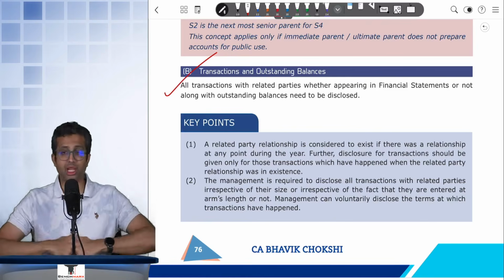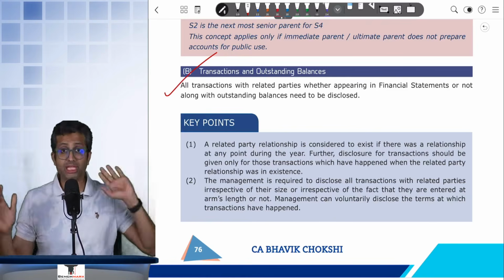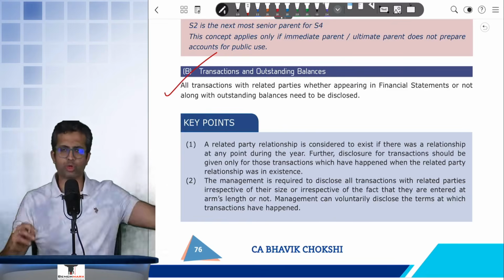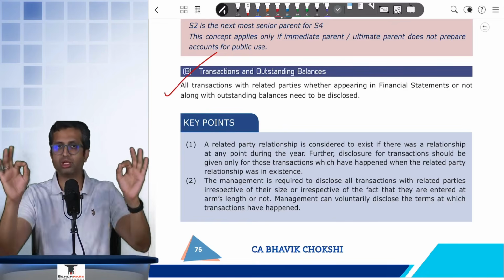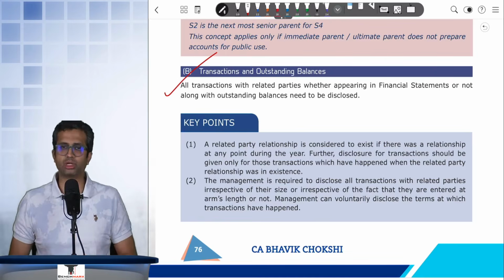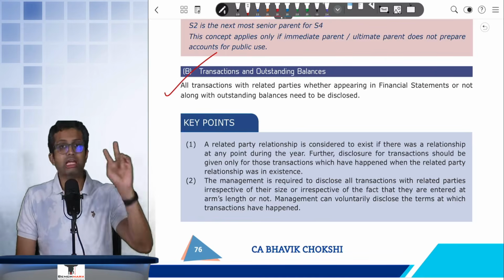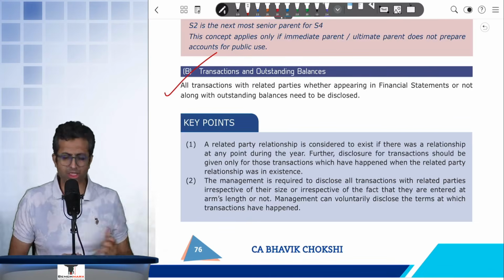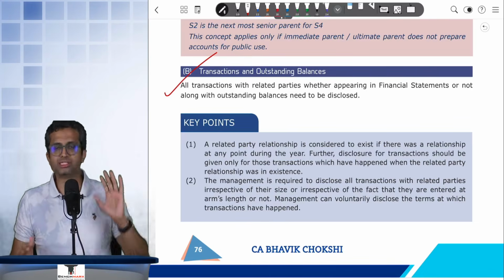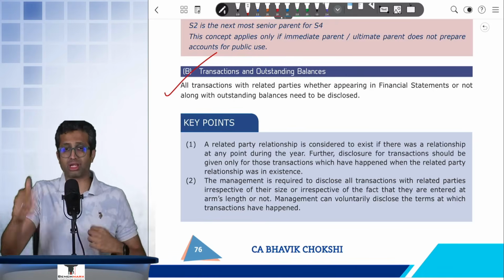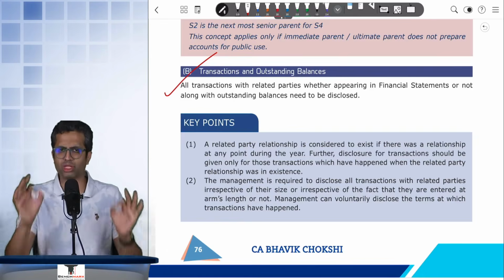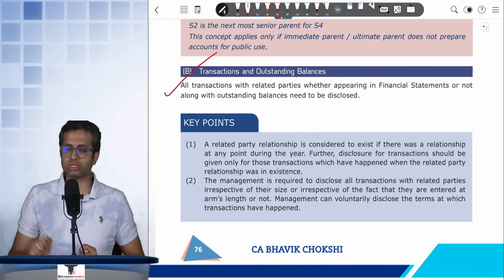Remember, in my P&L, I might be doing transactions throughout the year, even before the related party relationship was in existence or even after that. That is before July or after December. However, in the related party report, I will only show transactions which have happened during the period the related party relationship was in existence. Second, the accountant might argue that the transactions are of a very small amount and hence insignificant, or the transactions are at fair price and hence you don't need to disclose. Remember, irrespective of whether they are fair price or not, you have to disclose it in the related party report.